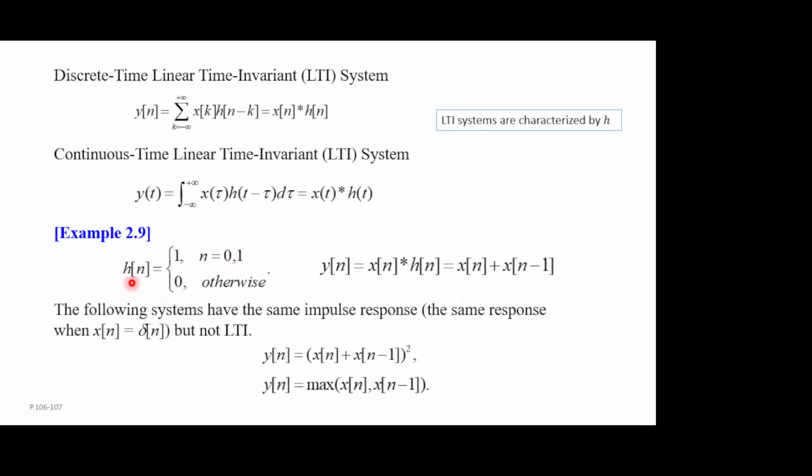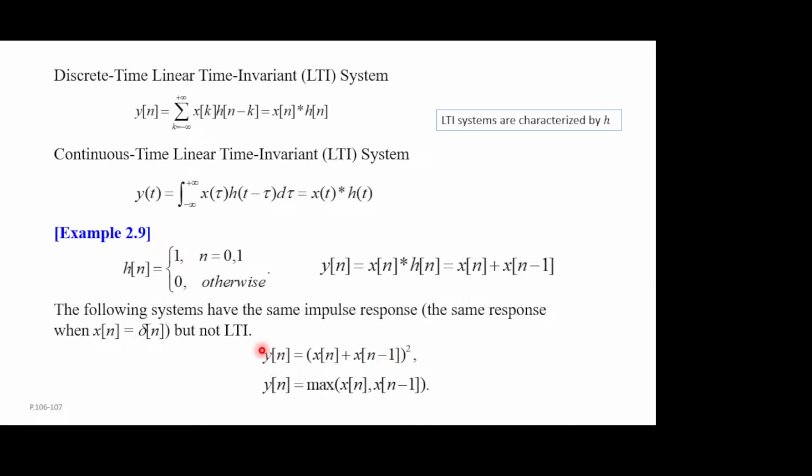So let's say the impulse response is h of n equal to 1 only for n equal to 0 or 1. If the system is LTI, then you can calculate your y of n: you have your x of n convolved with this h of n, and with some calculation you see that y of n is x of n plus x of n minus 1. But there are also systems that have the same h but are not LTI, and they are different systems.